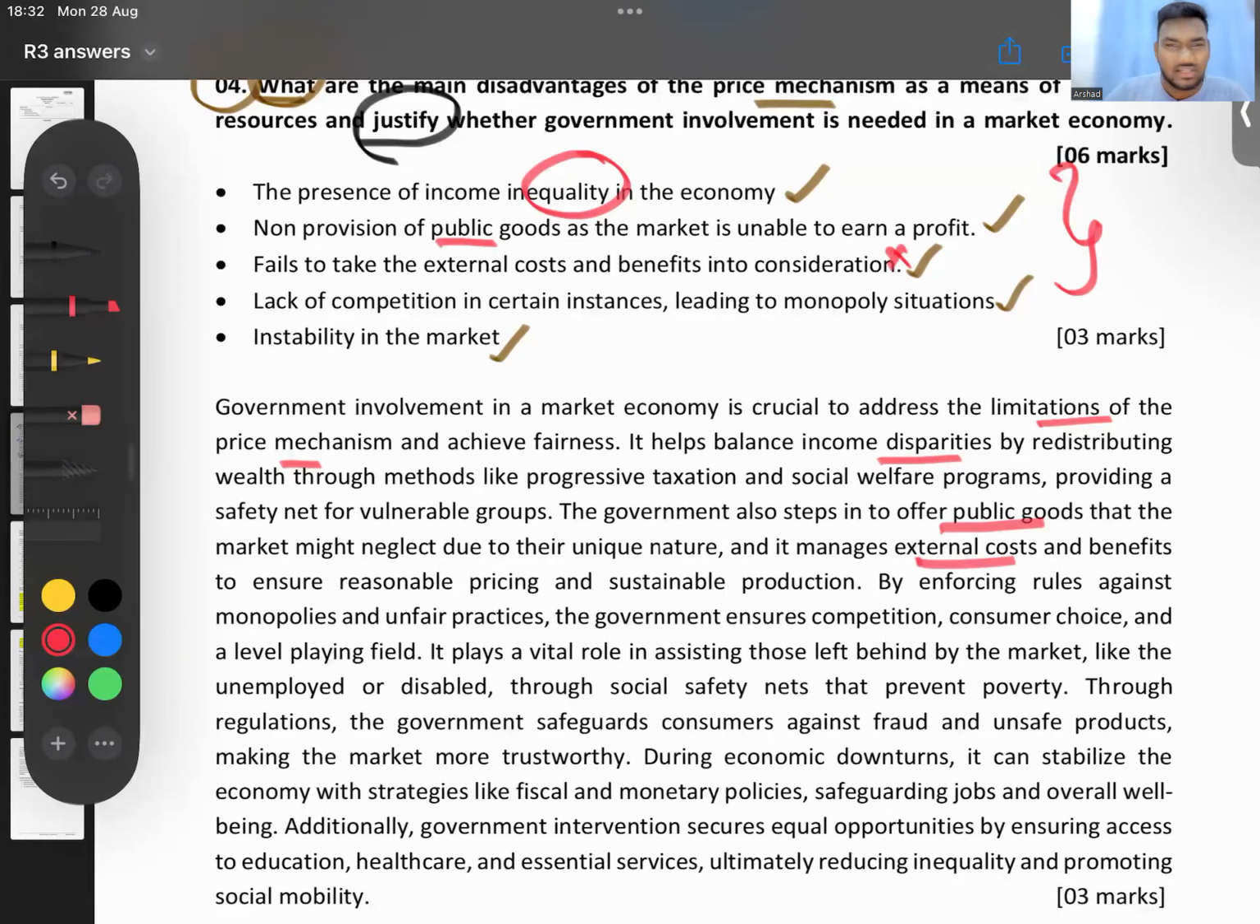What are external costs? What are public goods? What are monopolies? Now, monopoly you would have learned in unit number 4, right? Externalities, public goods, unit number 8, guys. So even if you don't understand that 100% now, don't worry. Okay. So this paragraph talks about why government intervention is needed. The explanation itself talks about everything, right? It talks about how social protection, preventing poverty, right? All of that is there.